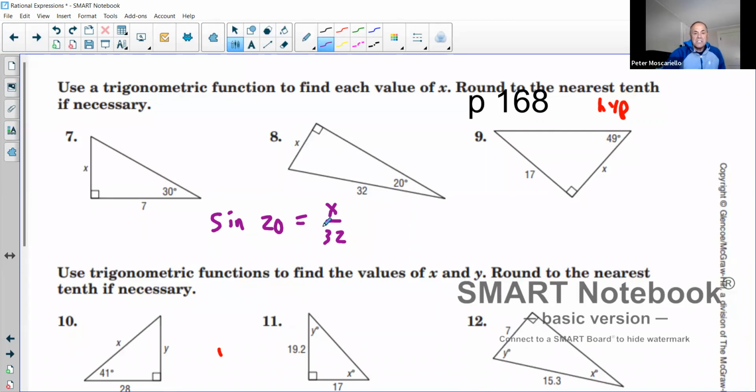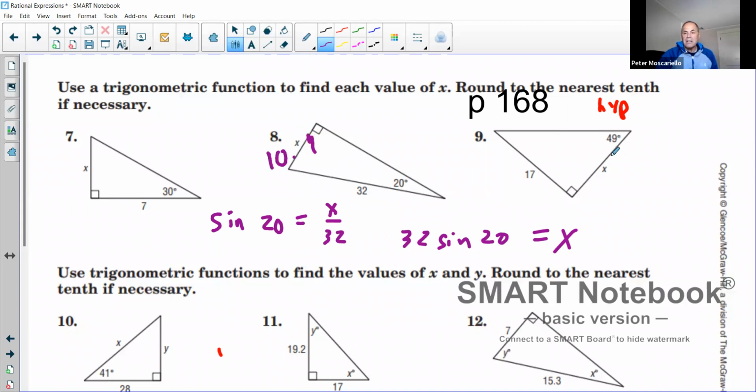In this case, just sine 20 equals x over 32, multiply each side by 32. And just type that right into your calculator. Does that work? I think I've got to do 20 sine and then times 32. I get 10.9. That side is 10.9.